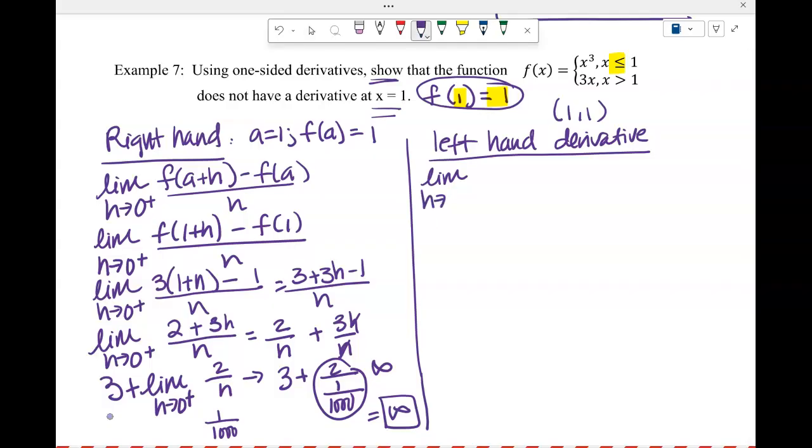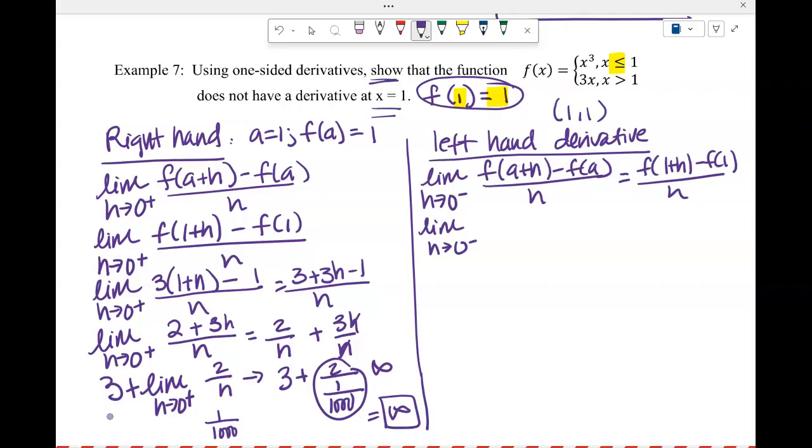On the left side, we take the limit as h approaches 0, and I keep writing x, from the left side, of f of a plus h minus f of a all over h, very similar: f of 1 plus h minus f of 1 all over h. So the limit coming from the left side, guys, is going to use this top piece. So 1 plus h to the third power minus 1 all over h.